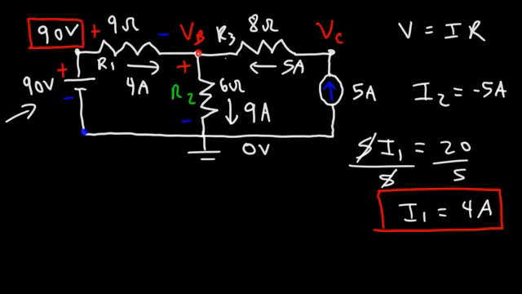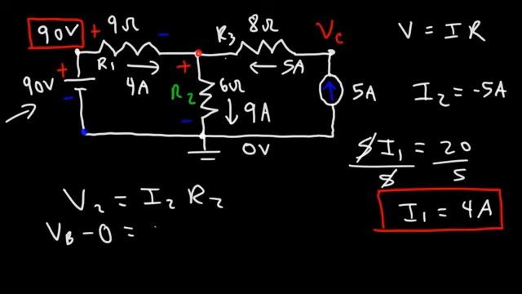Now what about the potential at B? What's the answer? V2 is equal to I2 times R2. That is, the voltage across resistor 2 is equal to the current flowing through it times resistor 2. Now, voltage is the electric potential difference between 2 points. In this case, the ground and VB. So V2 is going to be VB minus the ground, which is 0. I2 is 9 amps, R2 is 6 ohms. So the voltage, or the electric potential rather, at point B is 54 volts.